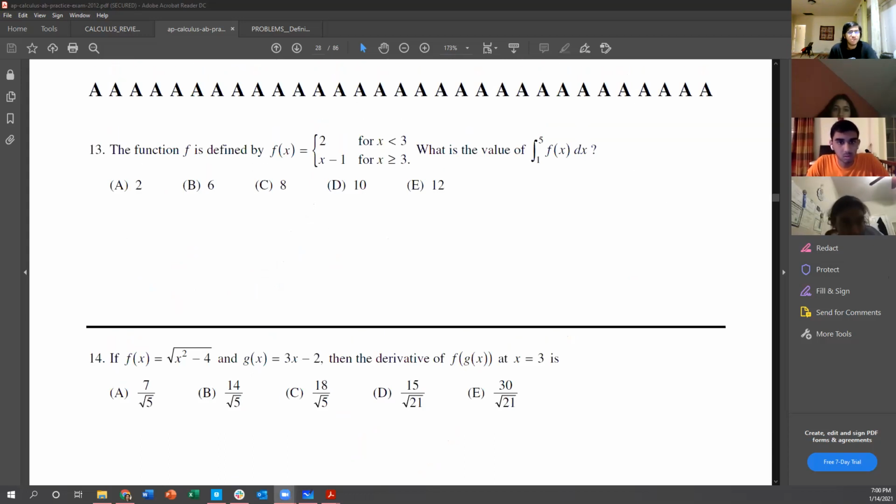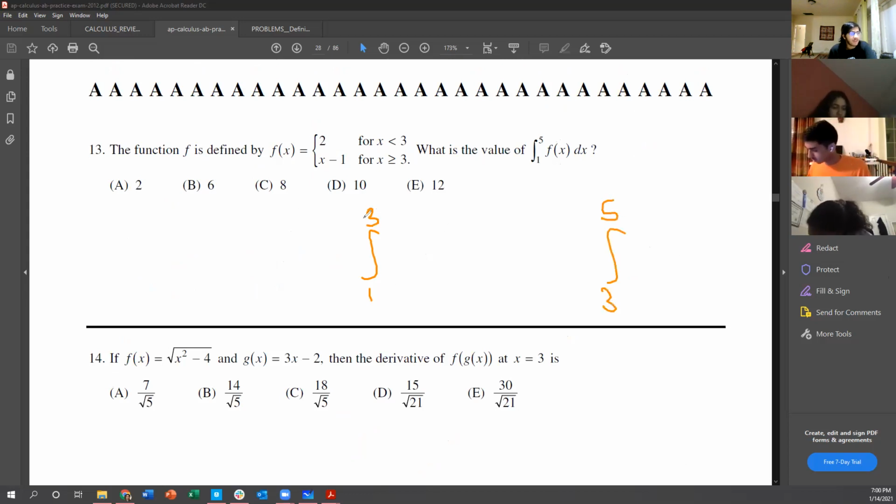Function f is defined by f equals 2 for x less than 3 and x minus 1 for x greater than or equal to 3. So we need to figure out the integral from 1 to 5 of f(x) dx. Obviously I think we need to break it up, right? So let's look at the integral from 1 to 3 and then the integral from 3 to 5.